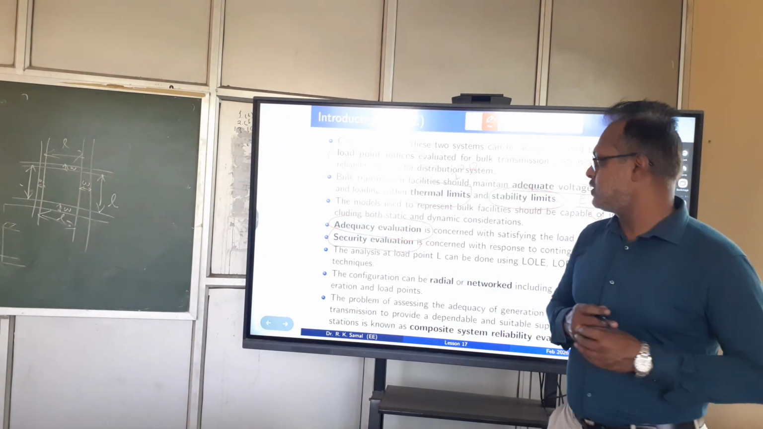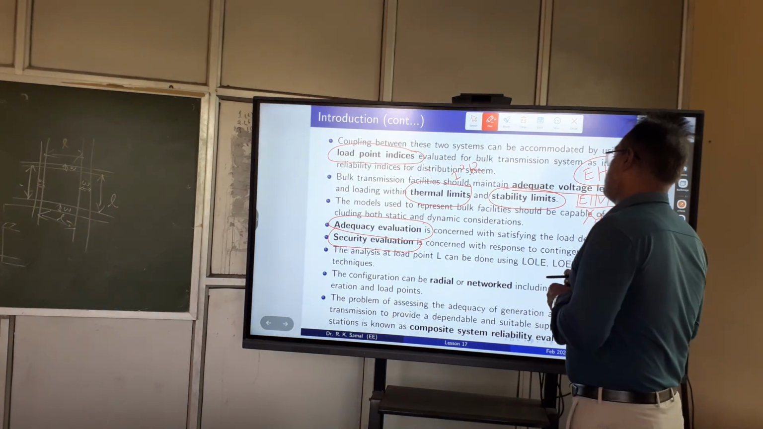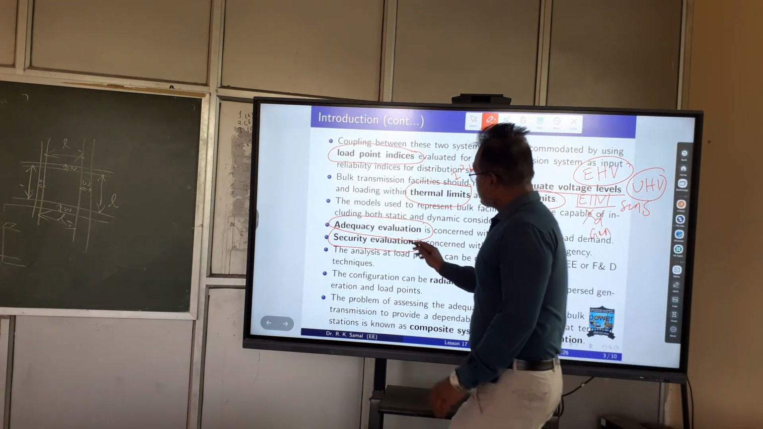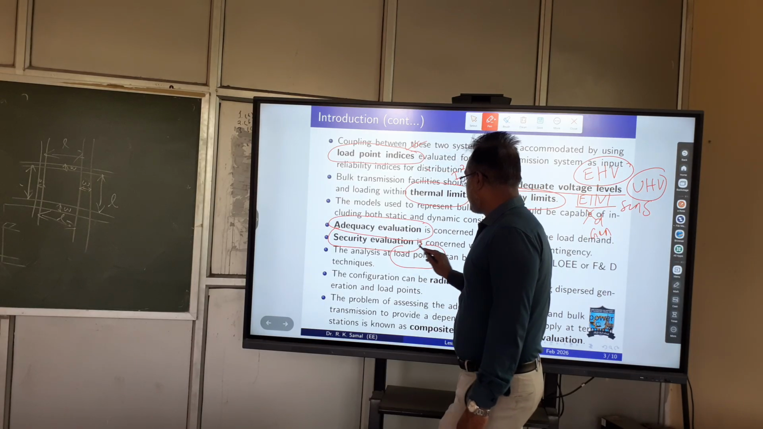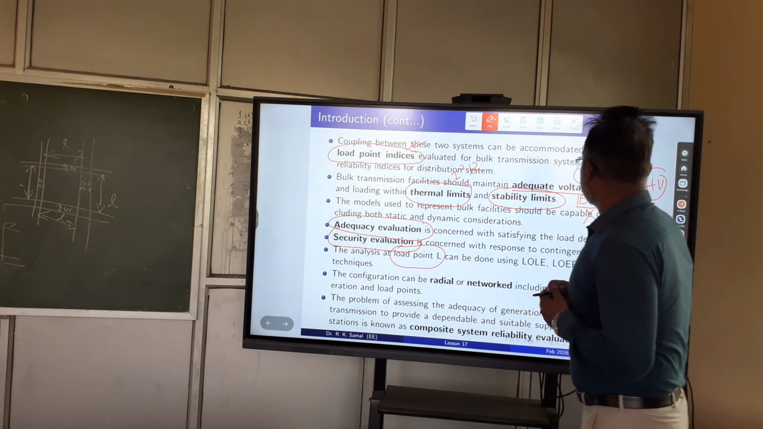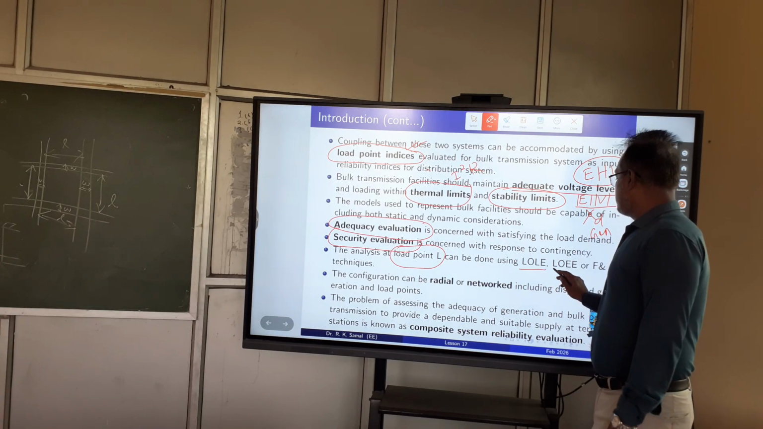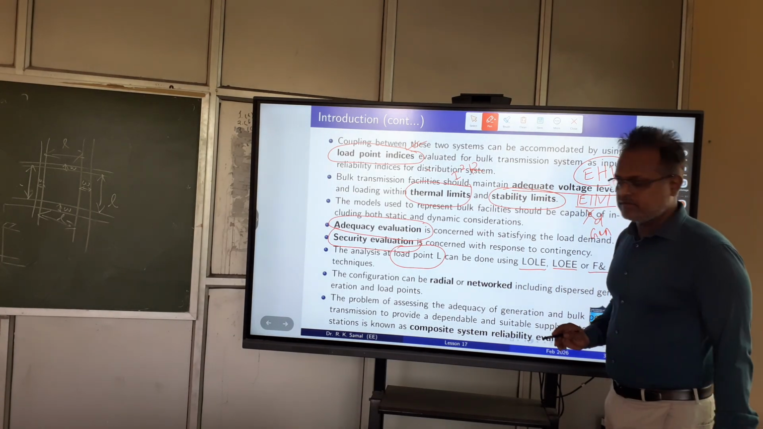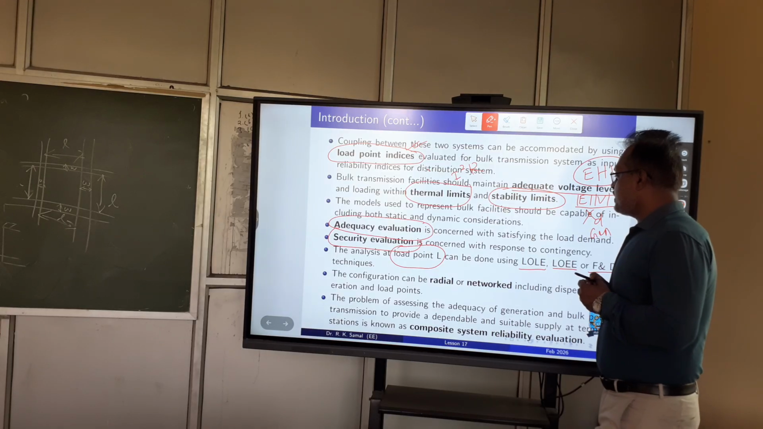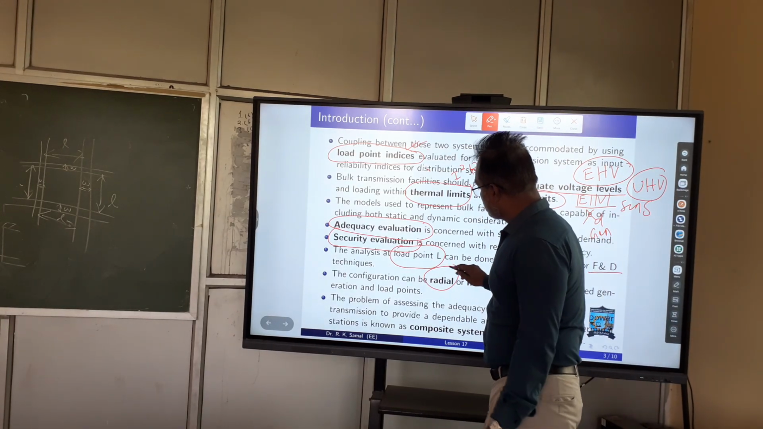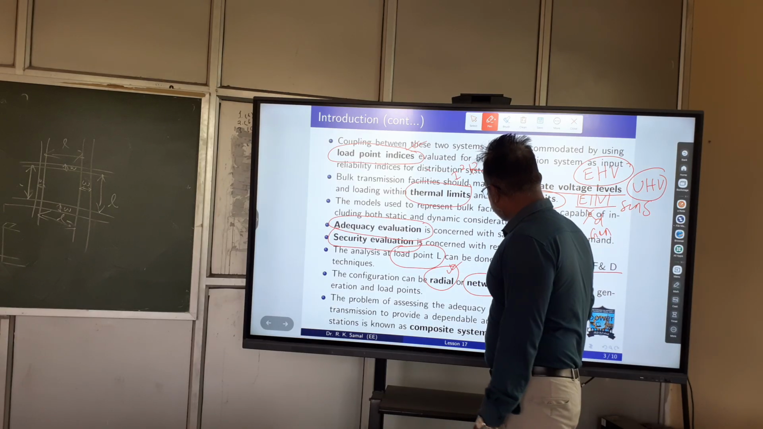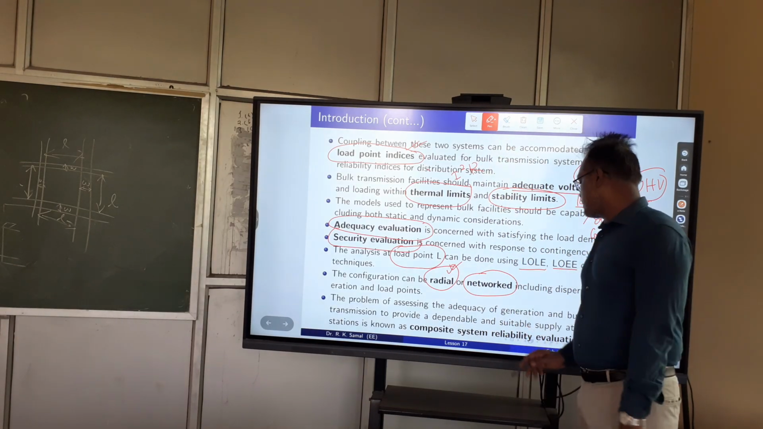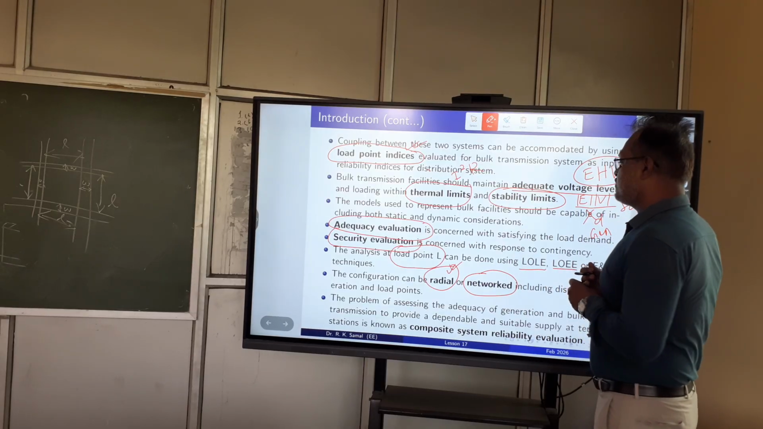The analysis at load point L, as I told you, is in terms of load point indices. So we are concerned about a load point L in this case. It can be done using LOLE, LOEE, and impedance generation techniques. The configuration can be radial or network. Today, in lesson 17, we will discuss only the radial part, and in lesson 18 we will just have a look at the network, including dispersed generation and load part.